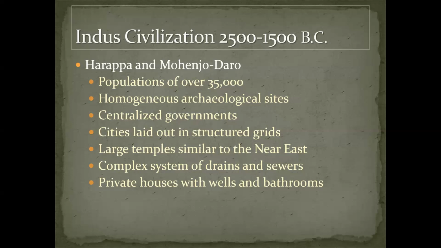The most unique thing, and this is what everybody mentions about these two cities, are their complex systems of drains and sewers. And this is the interesting thing about them. They have the kind of drainage system that you won't see with private houses with bathrooms in them until Roman times. It's that complex, and it's very interesting.